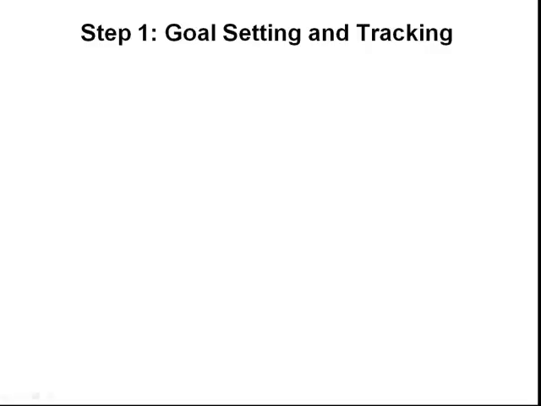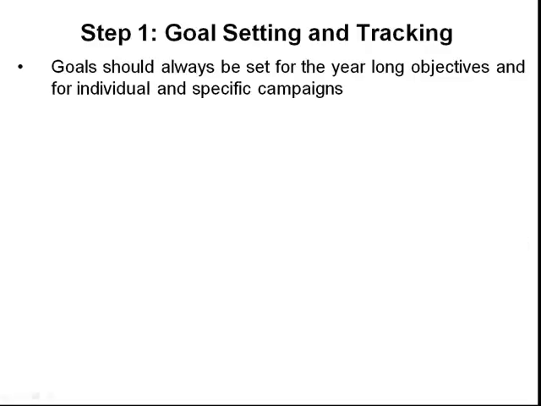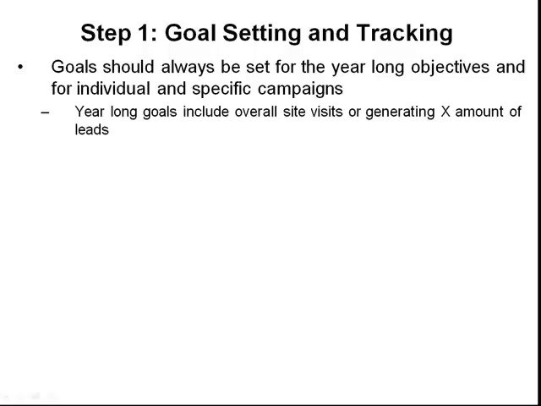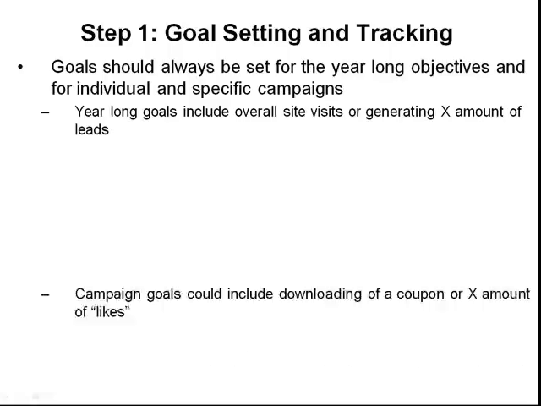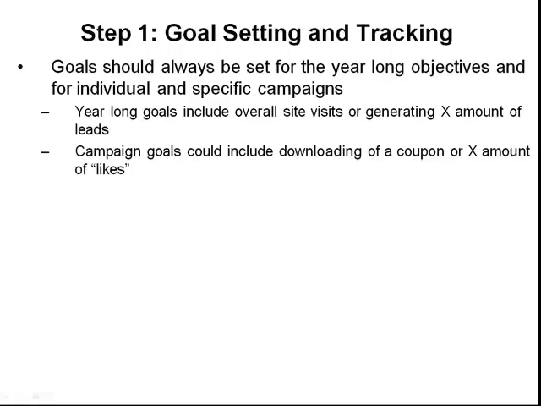Now we'll start with goal setting and tracking. Goals should always be set for the year-long objective and for individual and specific campaigns. Year-long goals should include overall site visits or generating X amount of leads. Campaign goals should include downloading of a coupon or something like how many likes did I achieve.